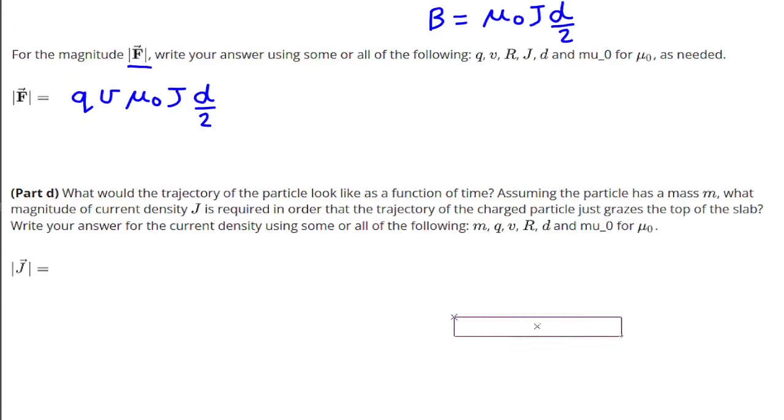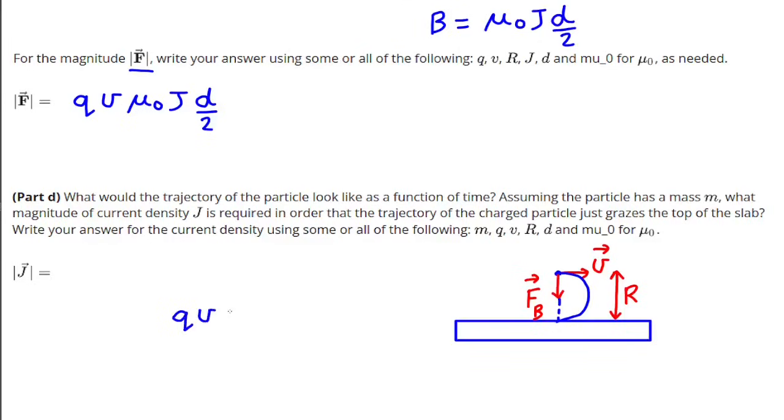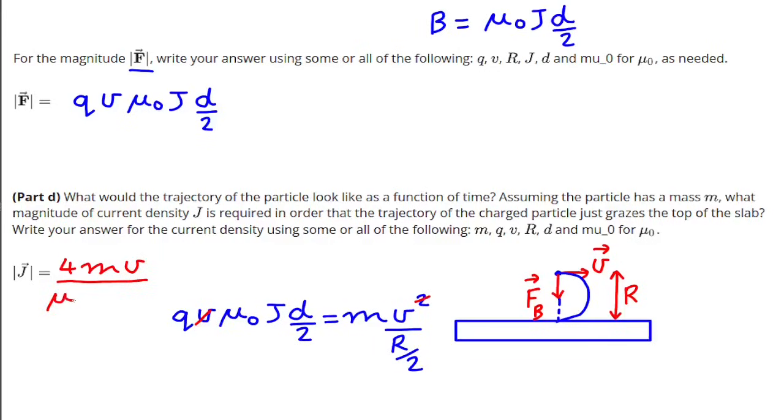So let's draw in our slab, and we had our particle, which is travelling at a velocity in this direction, and we saw that our magnetic force acts in this direction. So the trajectory is going to be circular, and the particle was at a distance of r above the slab, so the magnetic force that's acting on the particle is the mass of the particle times the centripetal acceleration. Then cancelling out the velocity, we can do some algebra and solve for the magnitude of the current density.